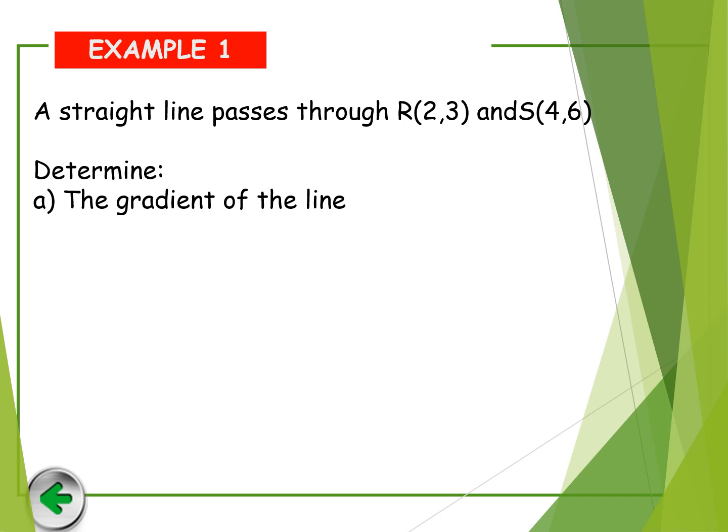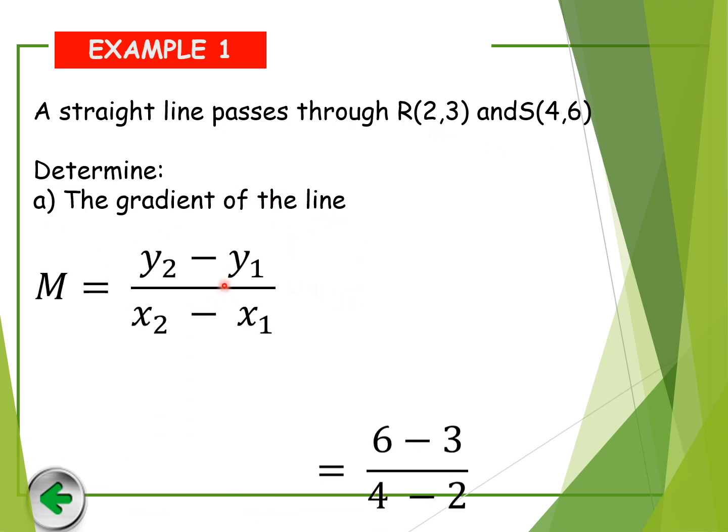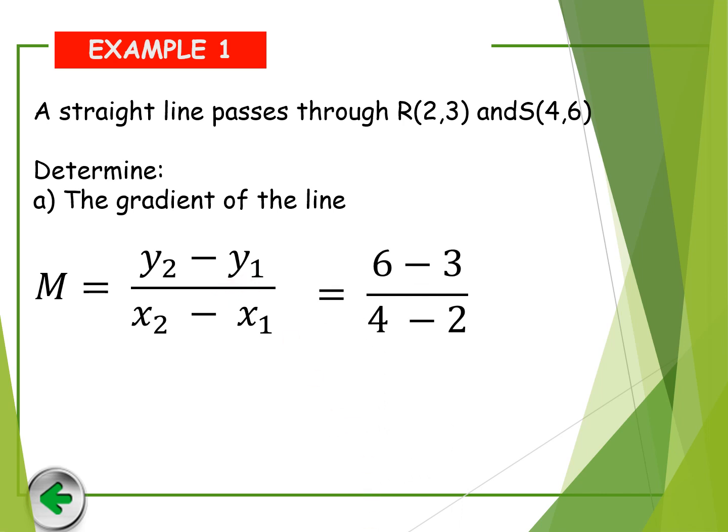Example 1, a straight line passes through R(2,3) and S(4,6). Determine the gradient of the line. So first step, we have the formula. Second is we're going to label R is x1, y1, S is x2, y2, and plug them into the formula. So y2 is 6, y1 is 3, x2 is 4, x1 is 2. Subtract, you're going to get 3 over 2, which is the same thing as 1.5.